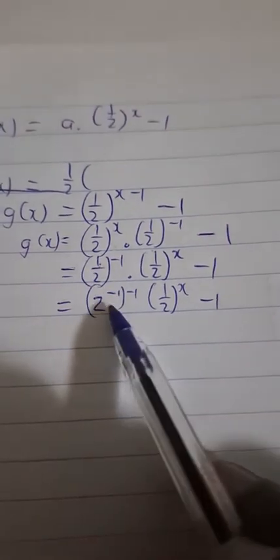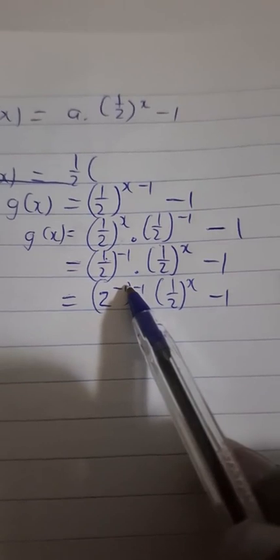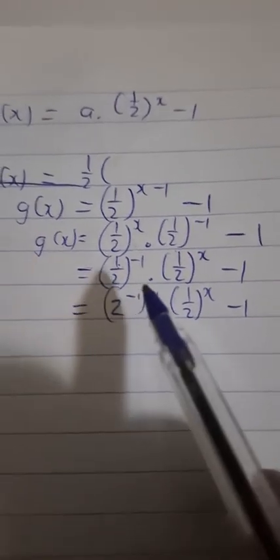Not that guy gags. Like I said, the half is written as 2 to the power negative 1. Okay, hang on there, not guy gags, just hang on there.